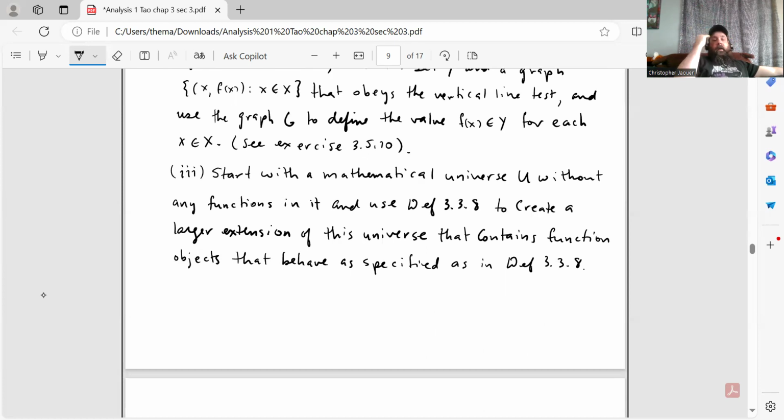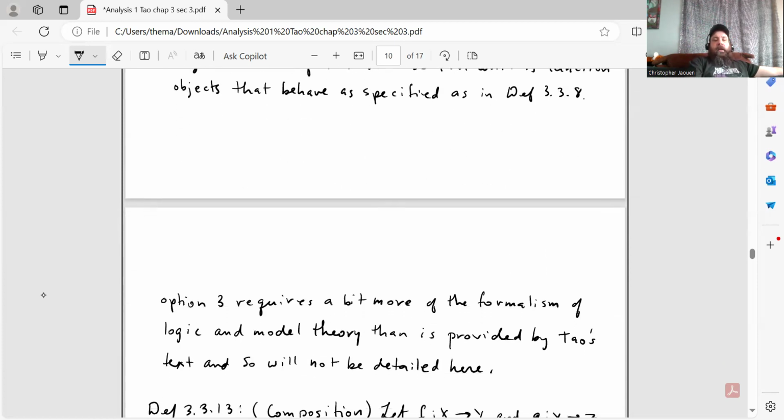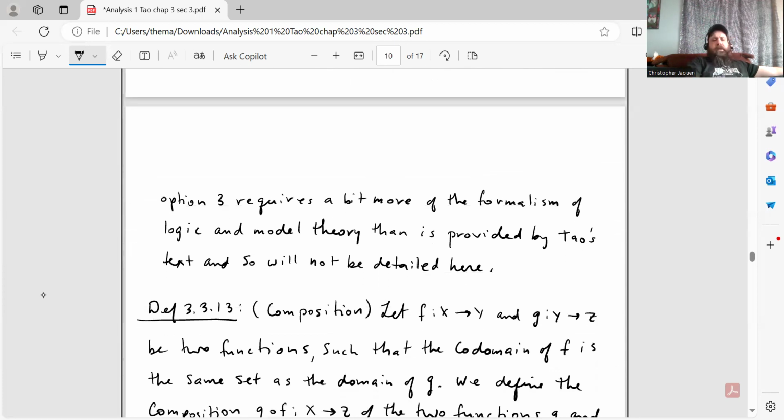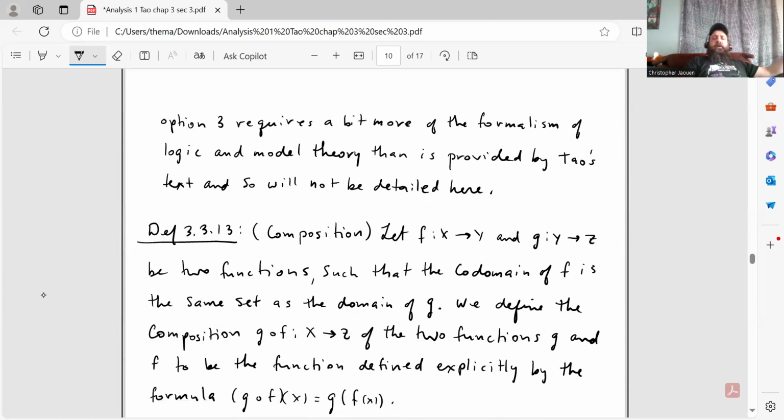Or option 3, start with a mathematical universe U without any functions in it, and use definition 3.3.8 to create a larger extension of this universe that contains function objects and that behave as specified in definition 3.3.8. But he says option 3 requires a bit more of the formalism of logic and model theory than is provided by Tao's text, and so it won't be detailed here.